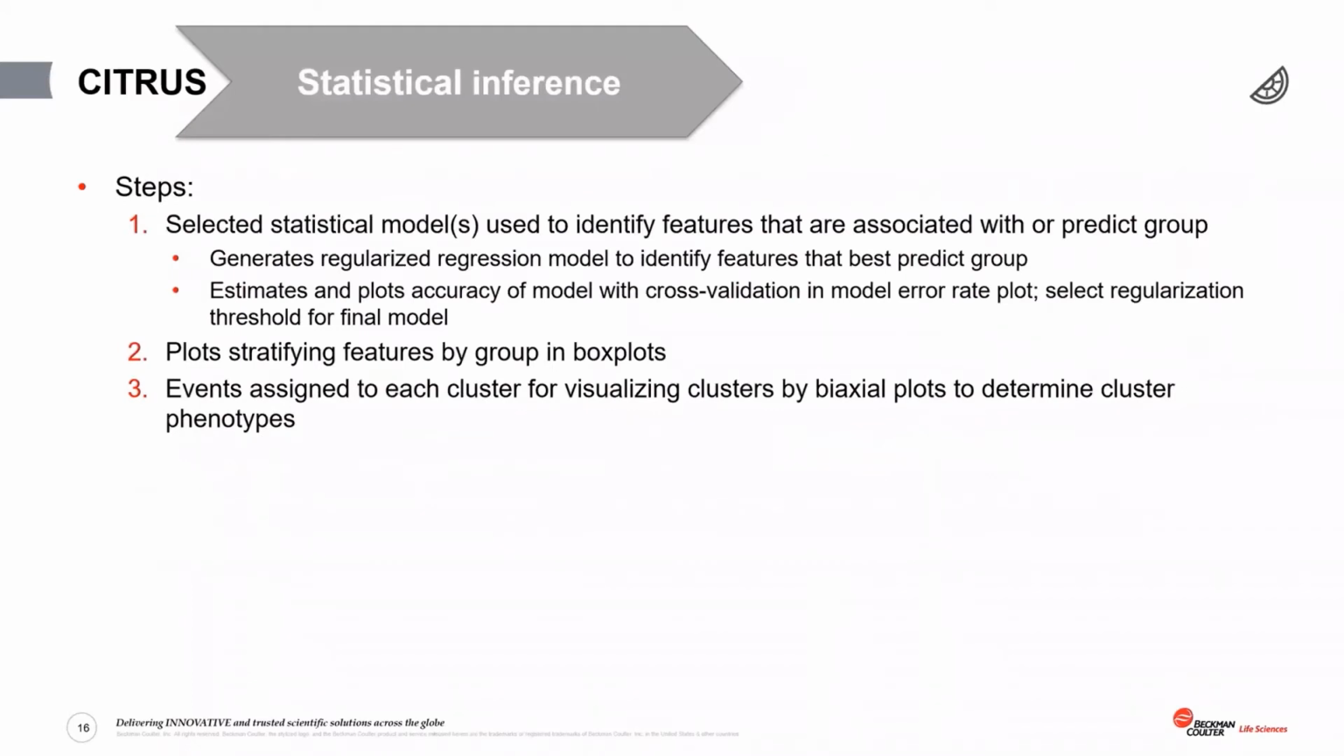The clusters are analyzed with different statistical models selected by the user to identify which features are associated with, or associated strongly enough that they can predict, group or outcome. The predictive models used involve regularized regression and cross-validation to ensure that the model generated can best predict group. The significant features are plotted on box plots to compare groups, and cell events are assigned to specific clusters that you can visualize in traditional biaxial plots to confirm the findings.